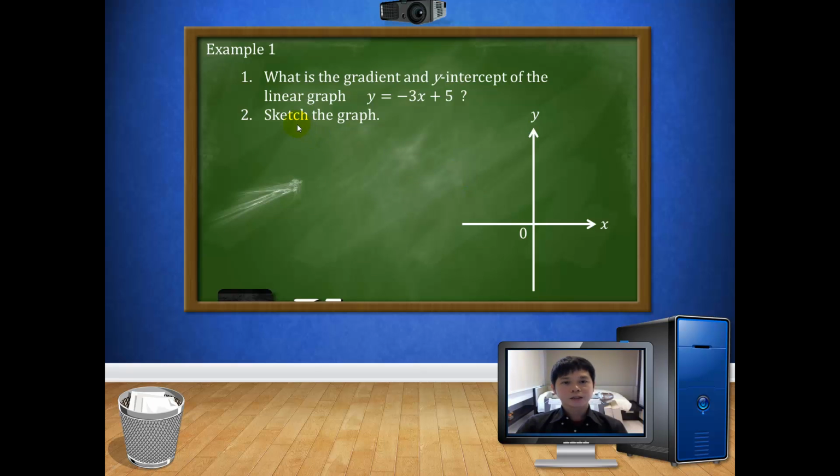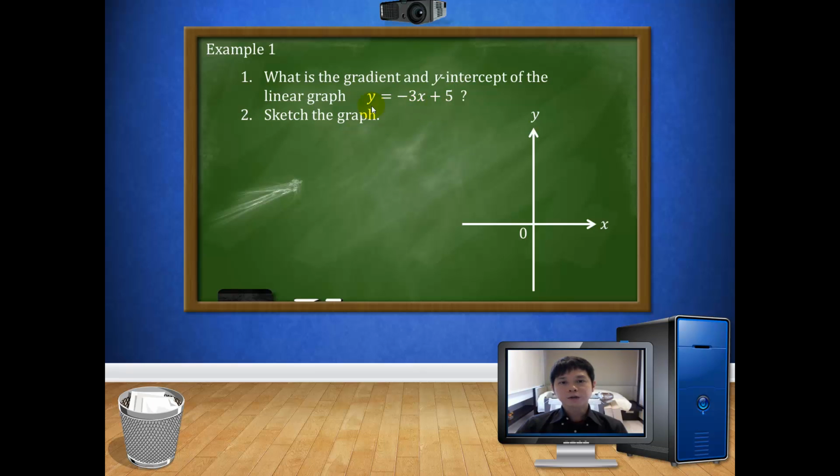Now let's look at this example here. What is the gradient and y-intercept of the linear graph y equals to -3x plus 5? And hence later we will learn how to sketch the graph. Can you spot the gradient from the equation here?